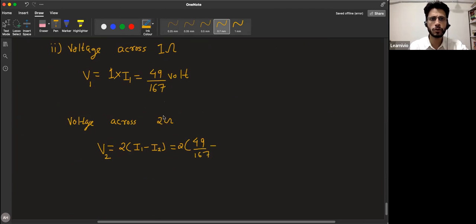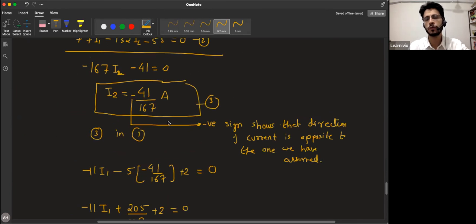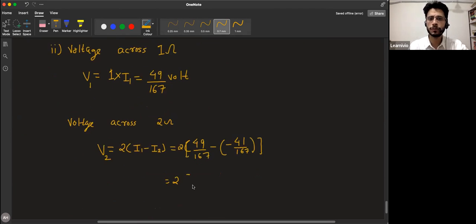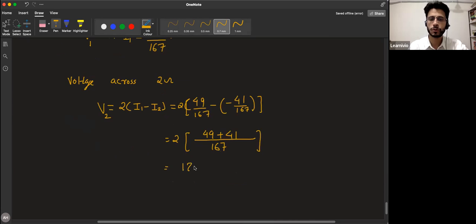Minus I2, and I2 is this minus 41 by 167. So it's 2 times, when they are added up, the LCM is 167. This is 49 plus 41. So 90 into 2, 180.